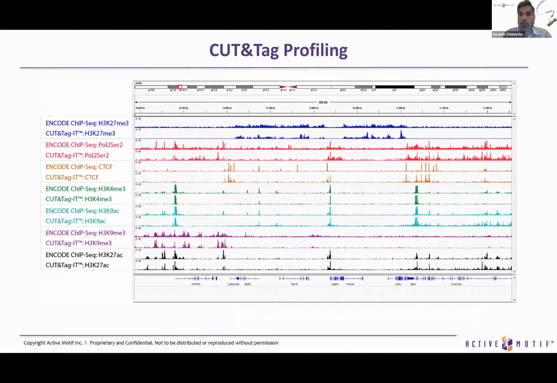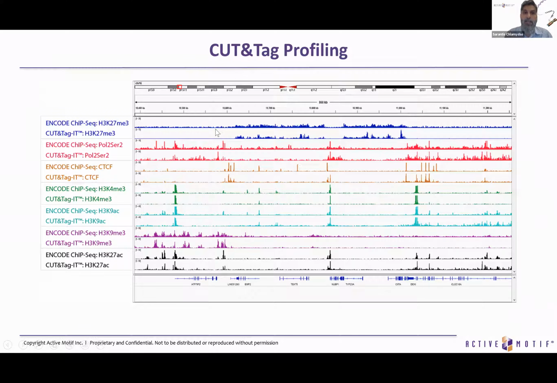Some examples from our laboratory using our kit. You will see that we run side by side different histone modifications and transcription factors. Histone modifications for an open chromatin mark like H3K4 trimethylation, and a closed chromatin mark like H3K27 trimethylation, but also transcription factors like POL2.